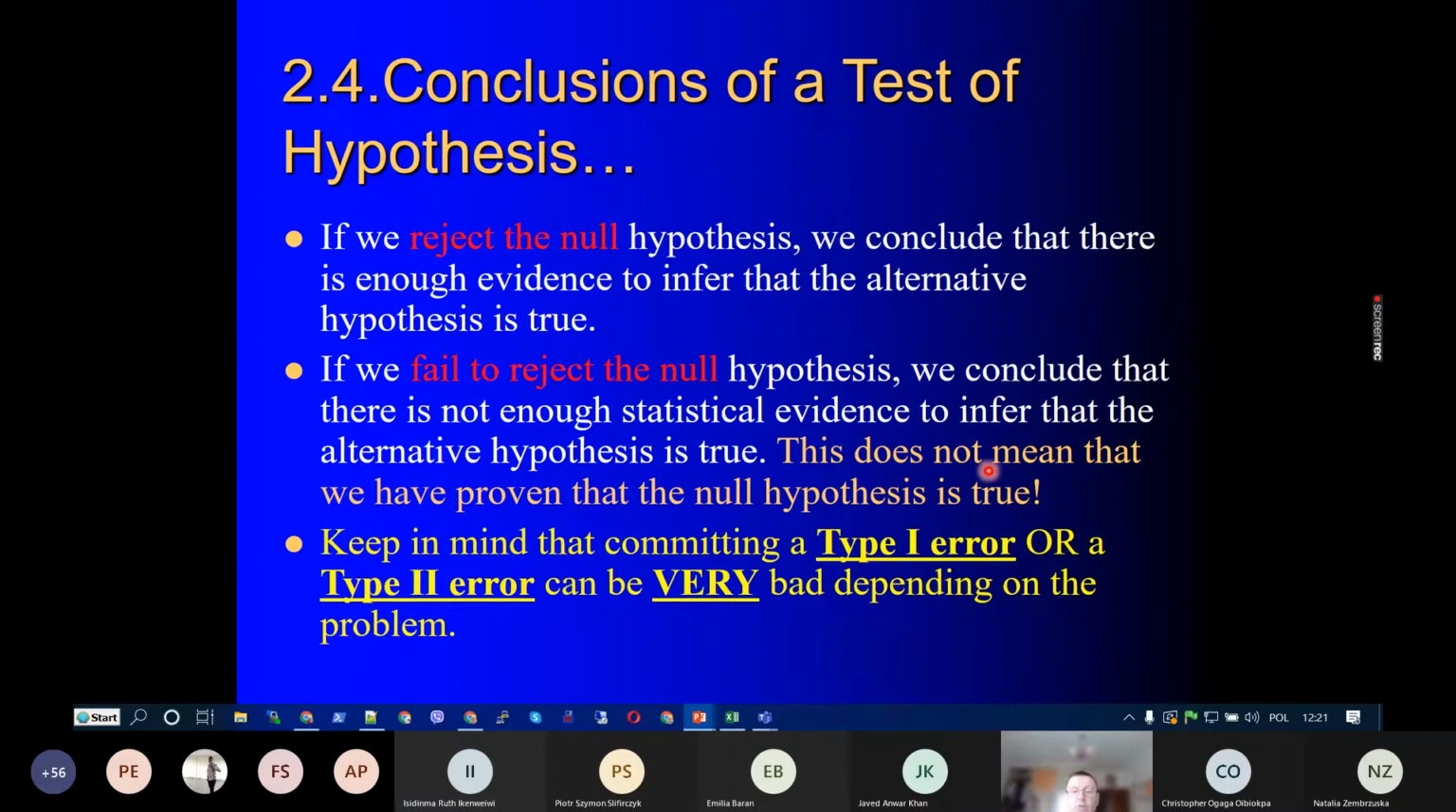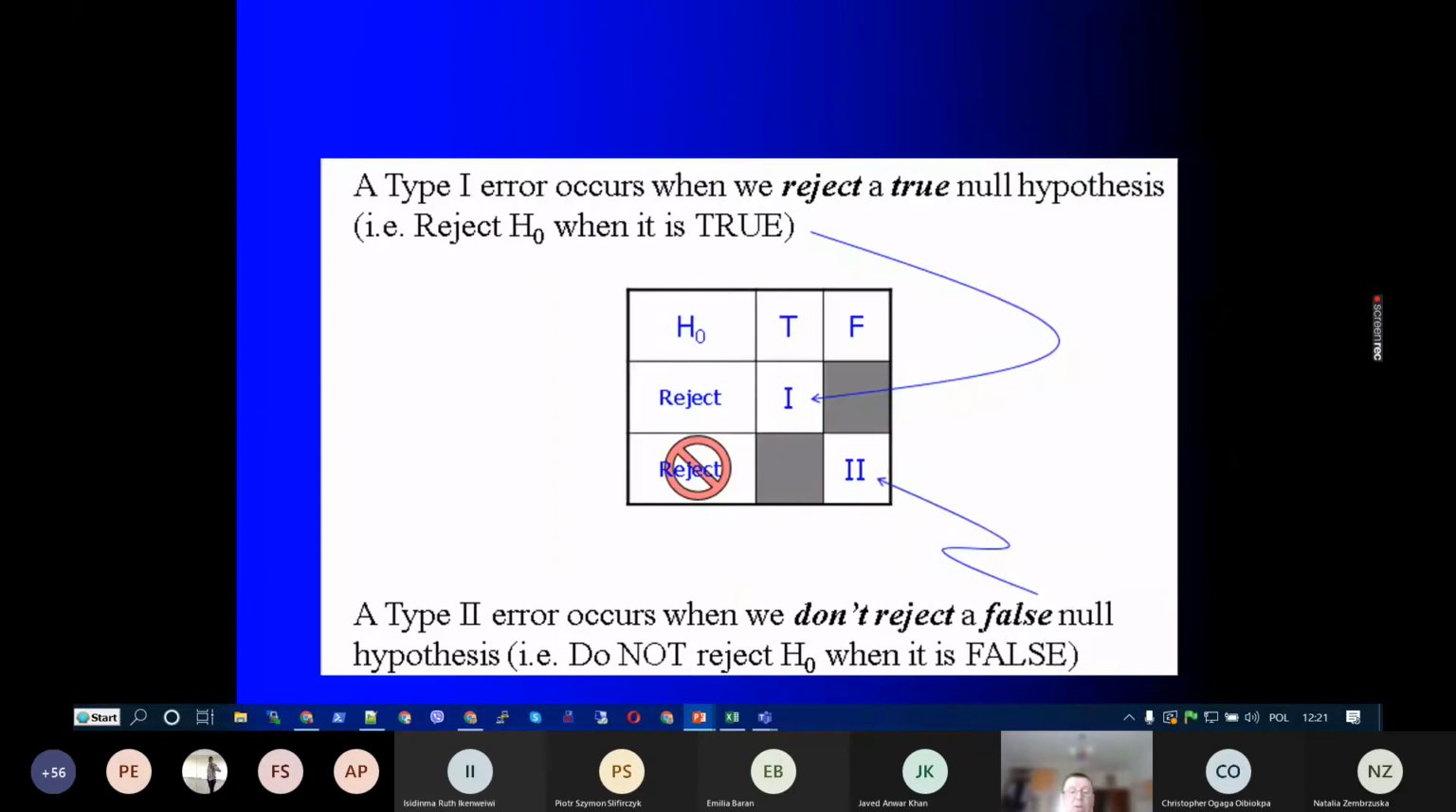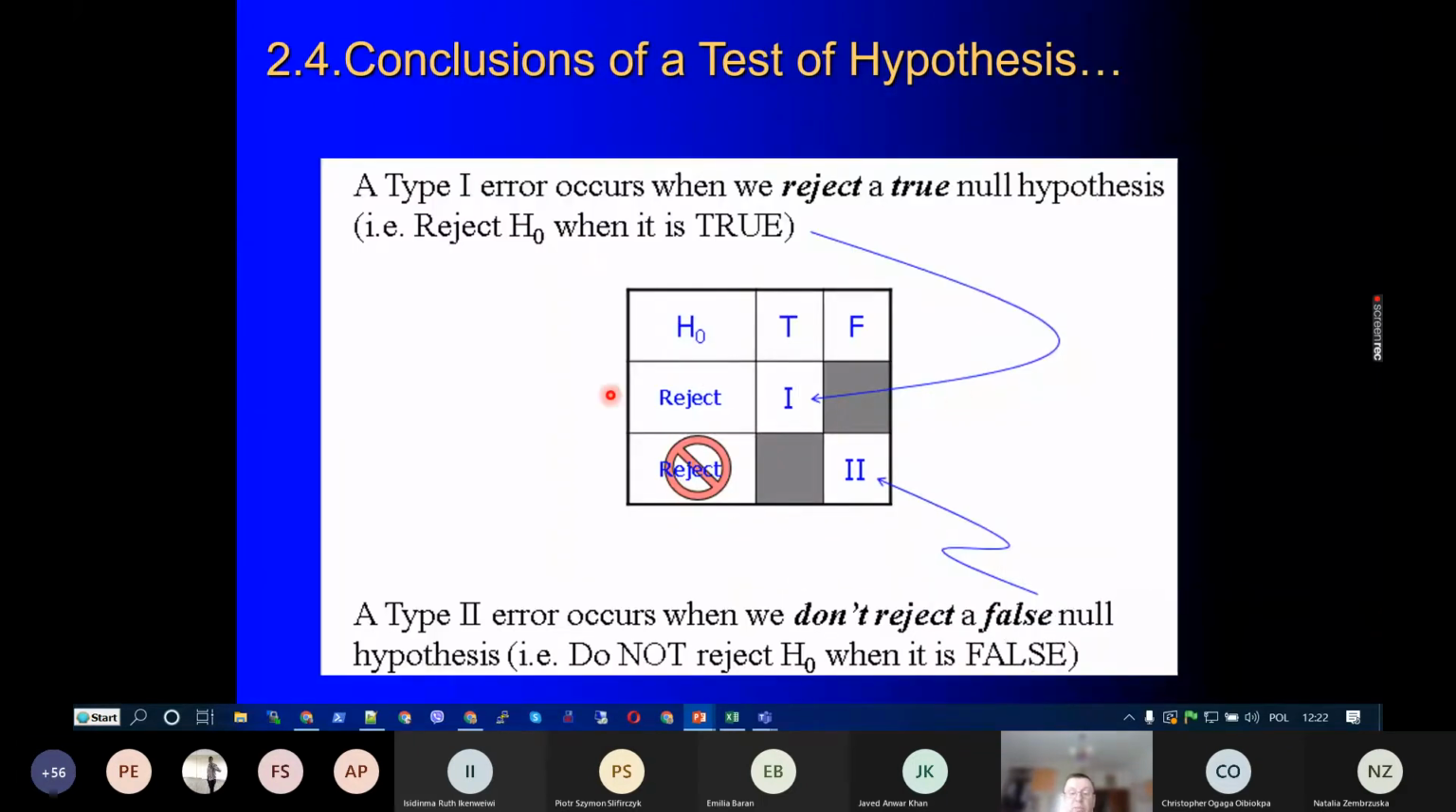And if we reject the null hypothesis, we conclude that there is enough evidence to infer that the alternative hypothesis is true. But if we fail to reject the null hypothesis, we conclude that there is not enough statistical evidence to infer that the alternative is true. But it does not mean that we have proven that the null hypothesis is true, because there is still a chance for type 1 or type 2 error, and it could depend very much on the problem. So actually we can depict it with very simple charts.